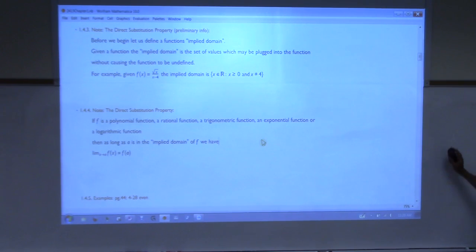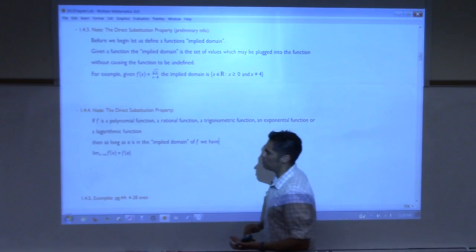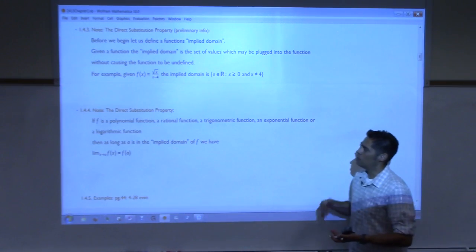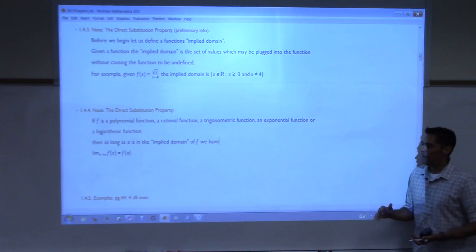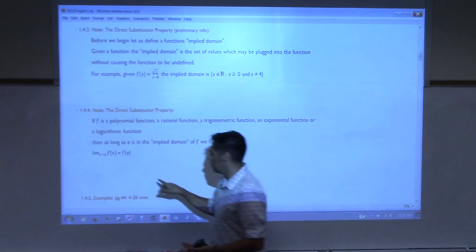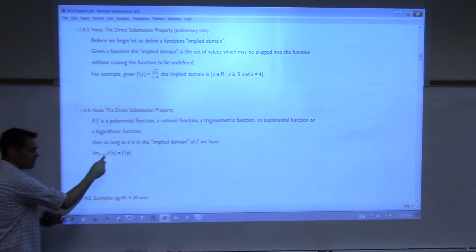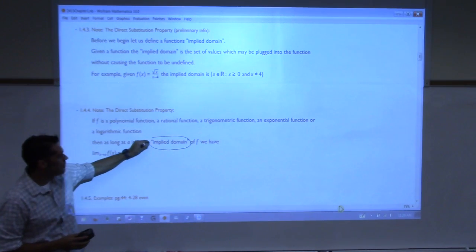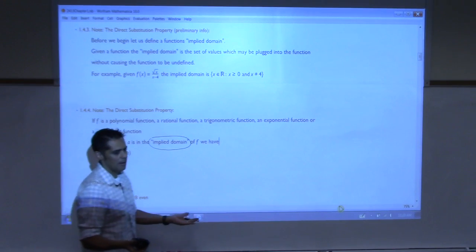I will point out this direct substitution property. You'll hear me say that. We're just going to do this with direct substitution. This is what I'm referring to. If you're looking at a polynomial function, a rational function, a trig function, exponential or logarithmic function, then as long as the number x is approaching, whether 2 or 5, is in the implied domain of the function. The implied domain is the domain, all right?